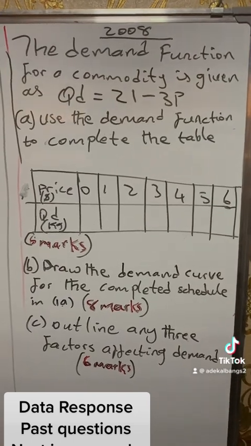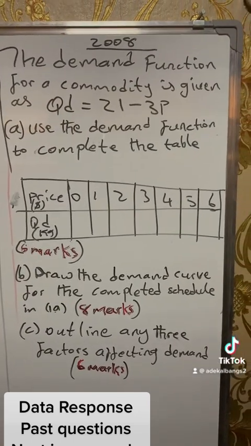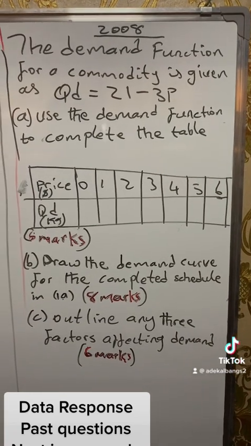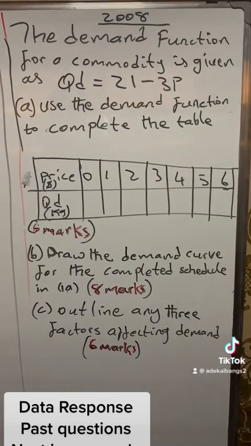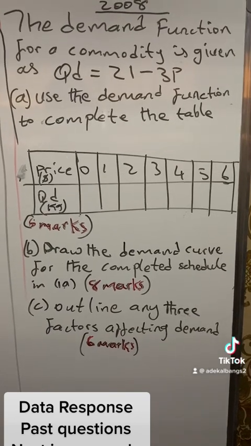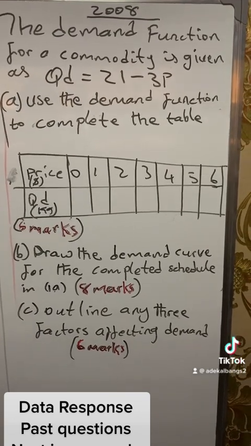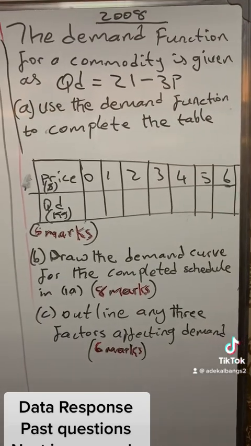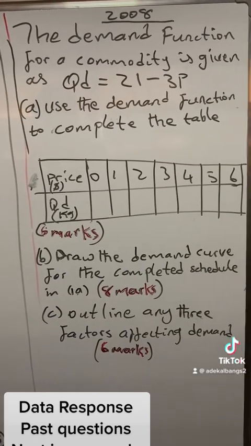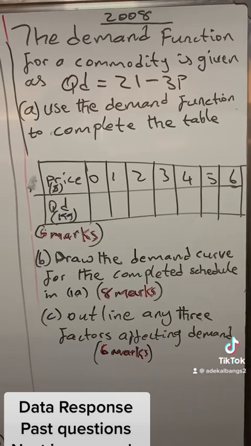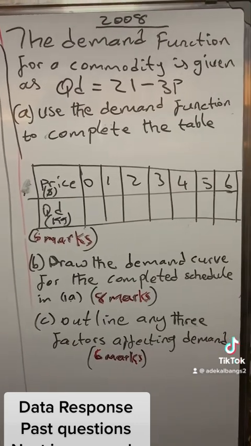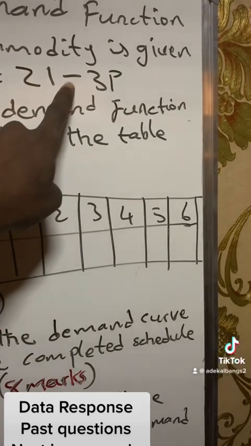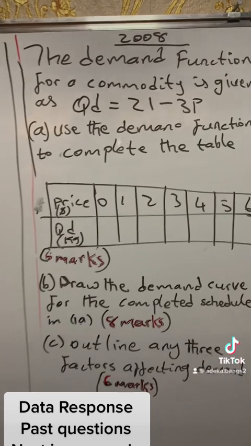And so remember, there's no way you can just bypass data response. You have to answer data response. This is free 20 marks. I could say to you, free 20 marks. So grab that. The demand function, the question reads, the demand function for a commodity is given as quantity demanded is equals to 21 minus 3p. That is quantity demanded.